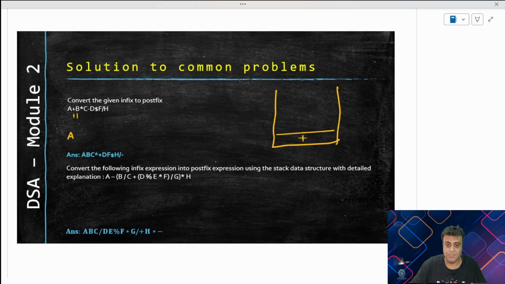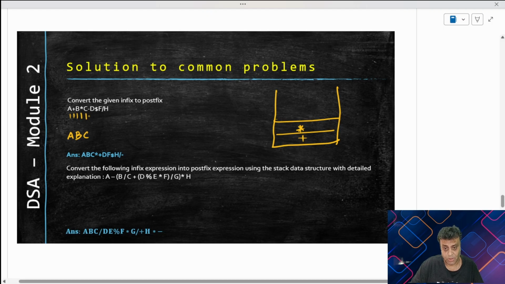If it is an operand, so this is done, this is done, this is done. B, I am taking it directly to the output. Star, I will push it, but I will have to check if it is greater than the next item, right? If it is greater, I will push it. So star goes here. Next is C. I have taken C to the output, right? Okay, star was done. C was done.